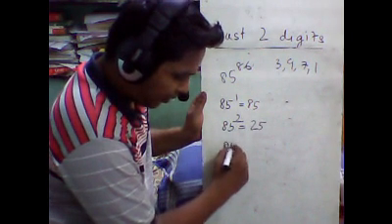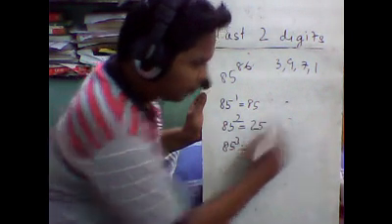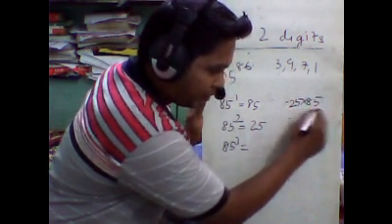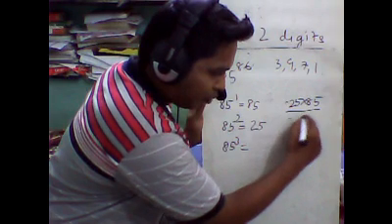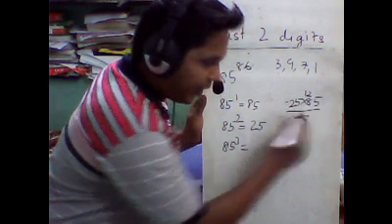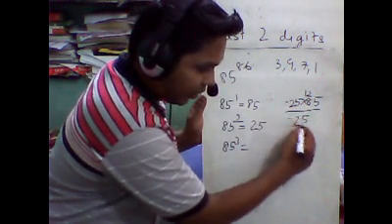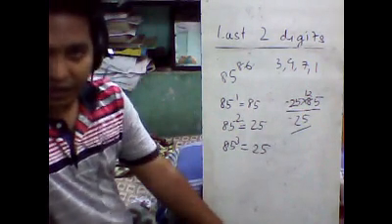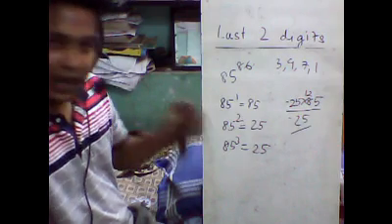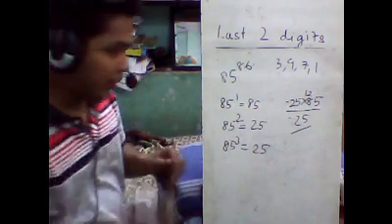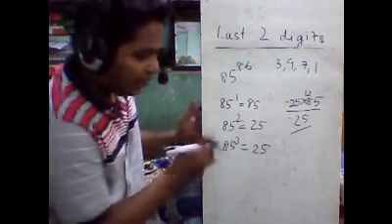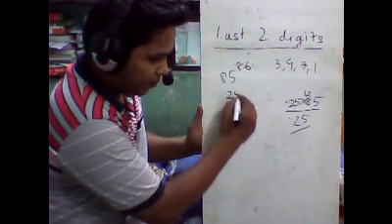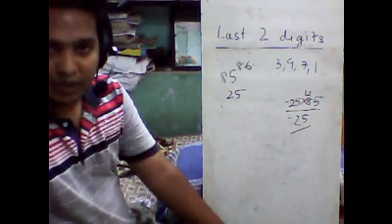Now we have 85 cube. 85 cube is 25 into 85. The last two digits of 25 into 85: 25 fives are 125, 25 eights are 200, so it ends with 25. 85 cube also ends with 25. So we know that 85 raised to any number will end with 25 only. So 85 to the power of 86 will end with 25. This is how we solve the problem.